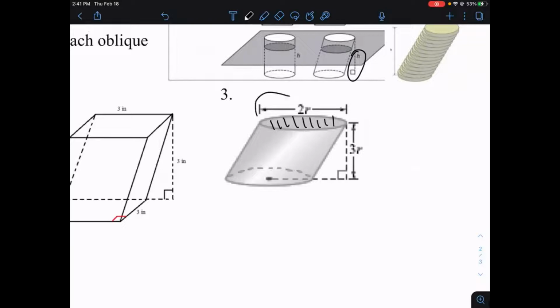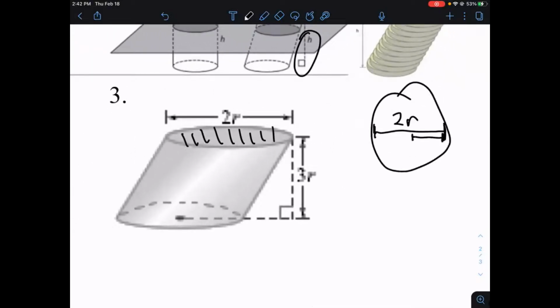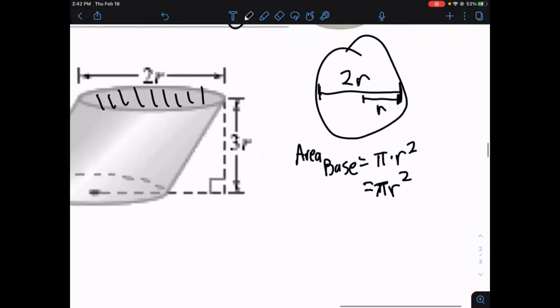Okay, but first, let's find the area of this top side. All right, so if you look at it from the top, it would look like this. But we don't want the diameter, we want just the radius. So half of 2r, 2r divided by 2 would be 1r, or just r. Okay, so here the r stays in the answer because we don't know what r is.